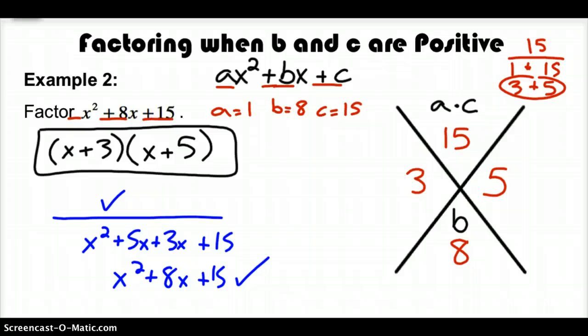Okay, so again, factoring is going to take a lot of practice, and we'll throw in some curveballs in the next few examples.